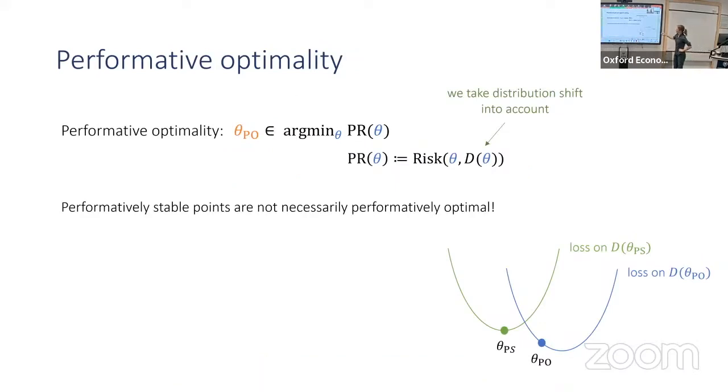So here's a quick illustration of why stable points are not necessarily optimal. Stable points are minimizers on the D of theta, so a minimizer on the distribution it induces. Optimal points can have smaller risk, but they are not necessarily locally optimal.